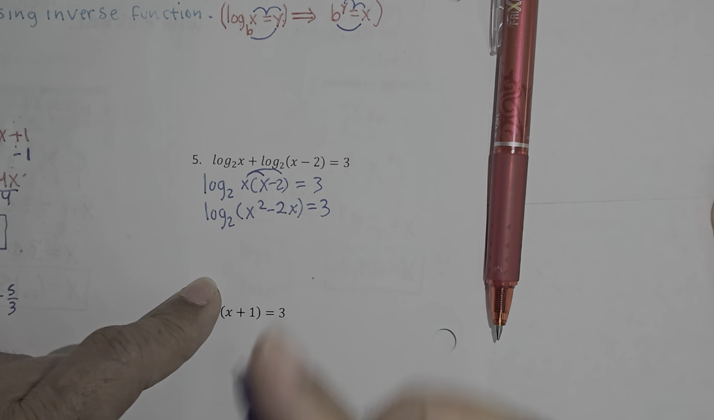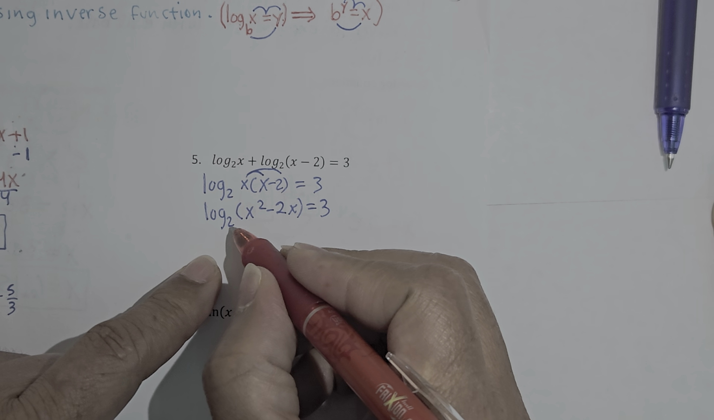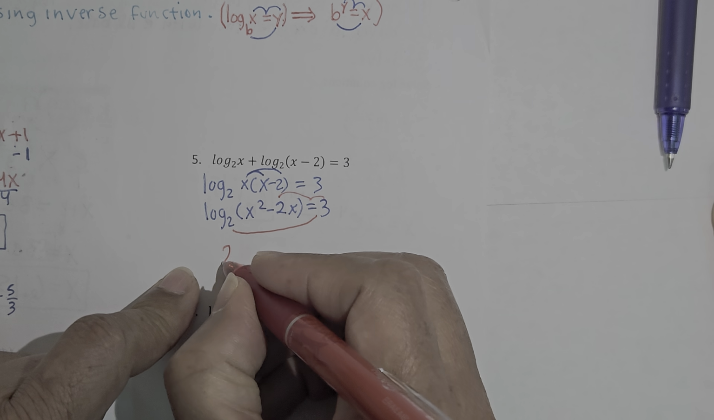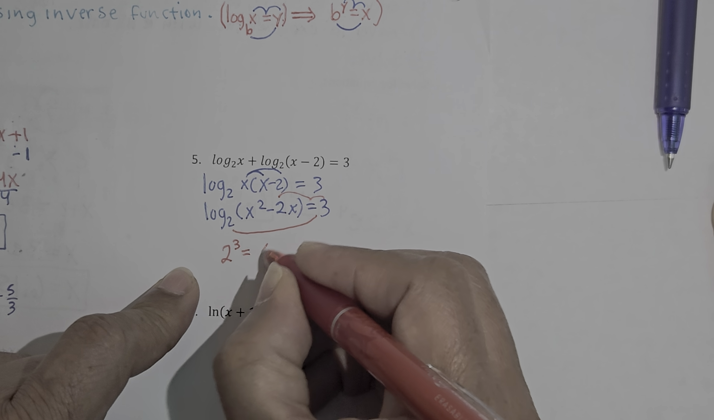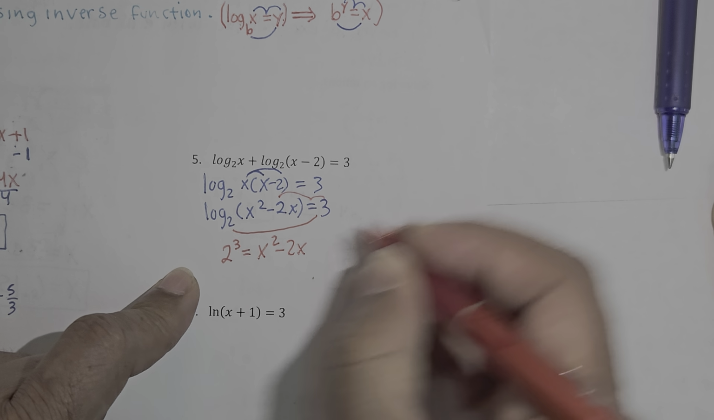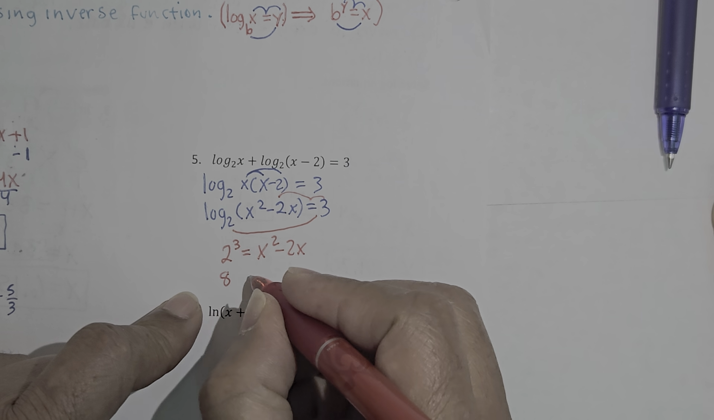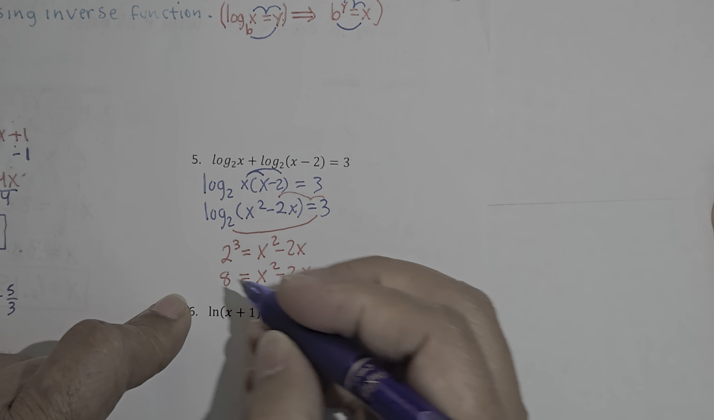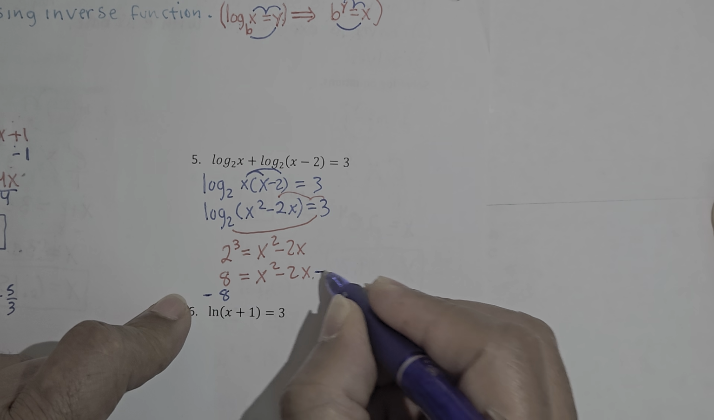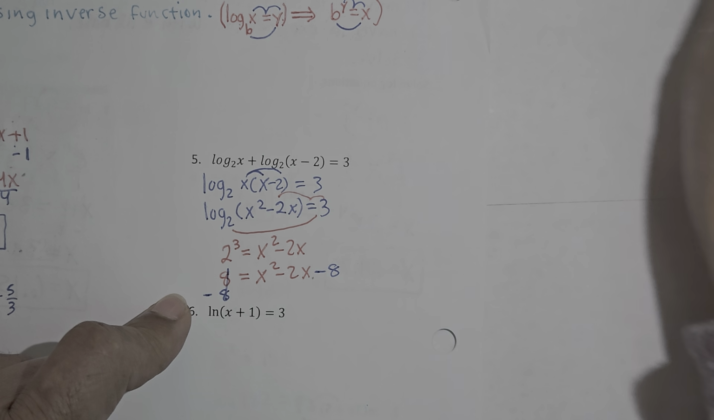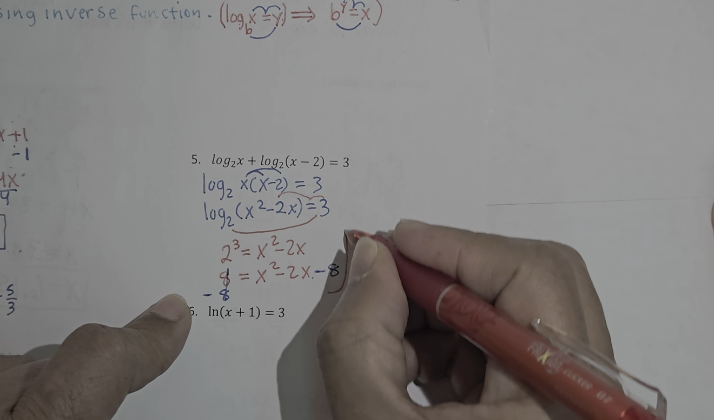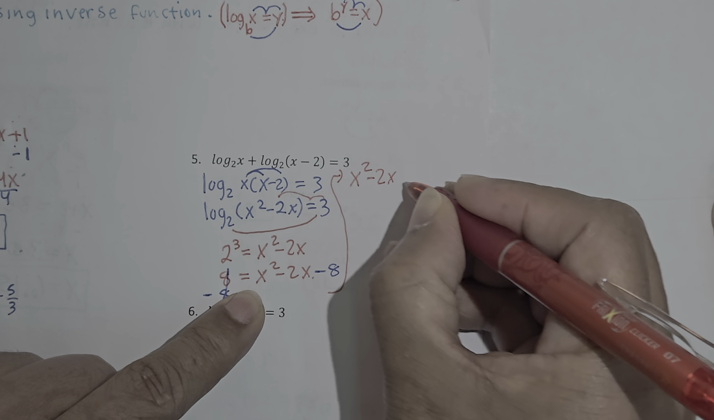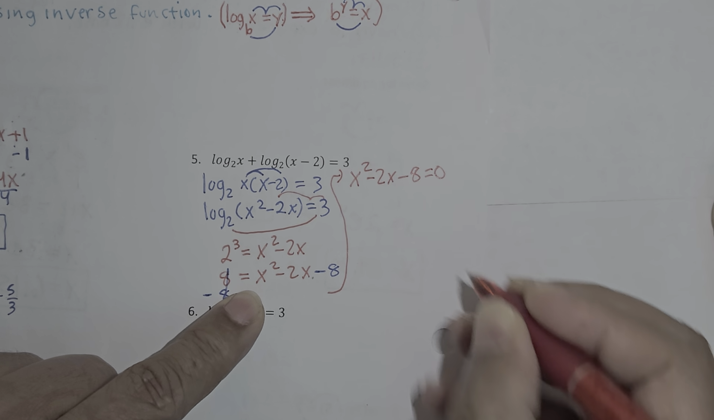Now I'm going to take the inverse of the log. So 2 to the 3rd power equals x squared minus 2x. So 2 cubed is equal to x squared minus 2x. But 2 cubed is 8, so 8 equals x squared minus 2x. Then I'm going to subtract the 8 from this side and also from here, so this becomes 0. I'm going to come over here for the sake of space. So this is x squared minus 2x minus 8 equals 0.